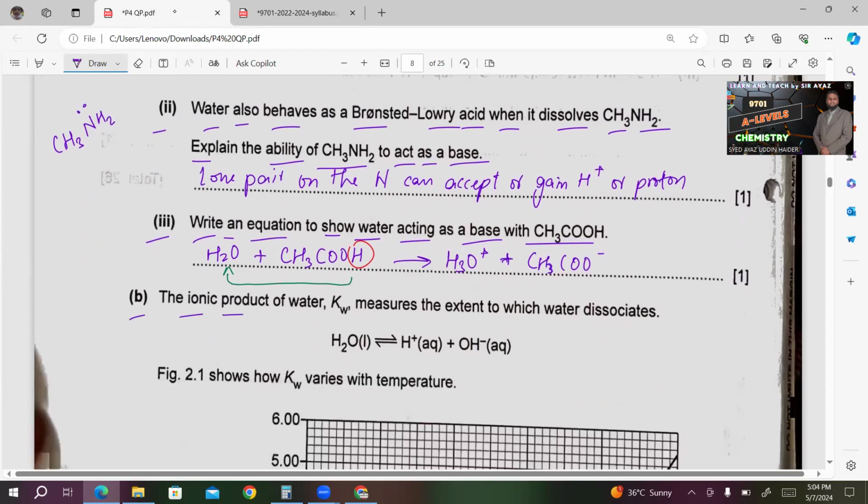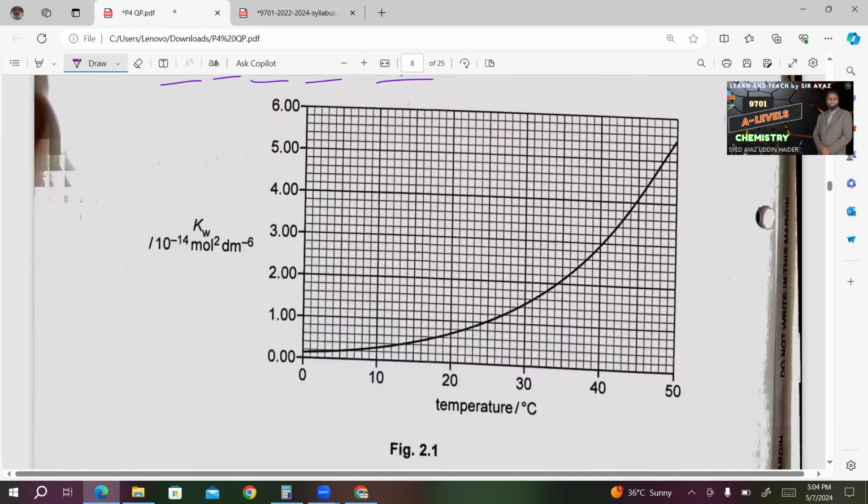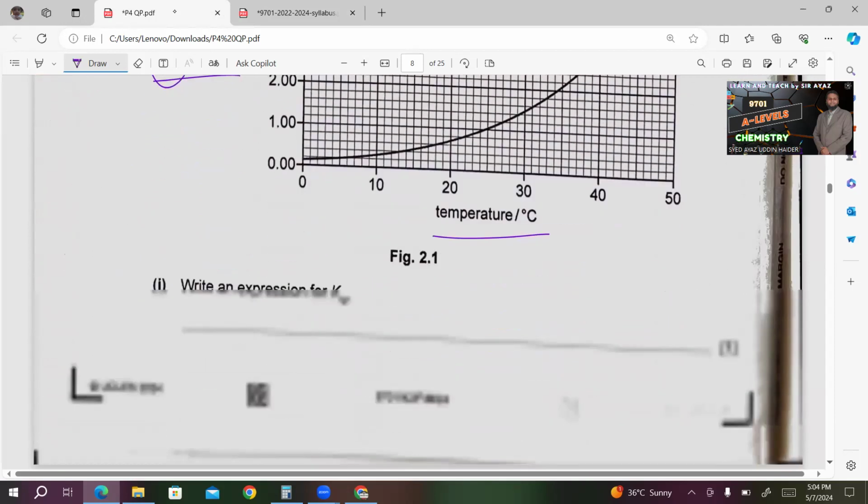B, the ionic product of water Kw measures the extent to which water dissociates. H2O liquid gives H positive aqueous plus OH negative aqueous. Figure 2.1 shows how Kw varies with temperature. Kw is the ionic product of water. This is a graph. On x-axis you have temperature, on y-axis you have Kw, which is in mole square per dm minus 6. Whatever the values are, they are multiplied by 10 raised to the power minus 12.